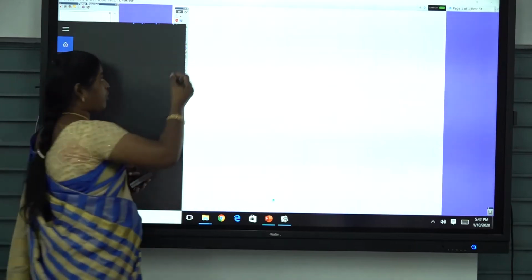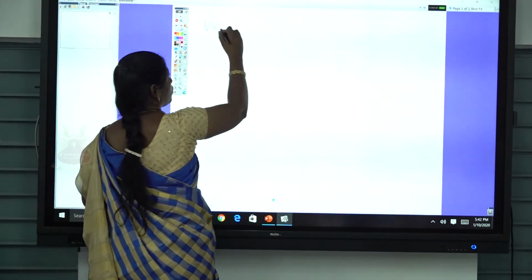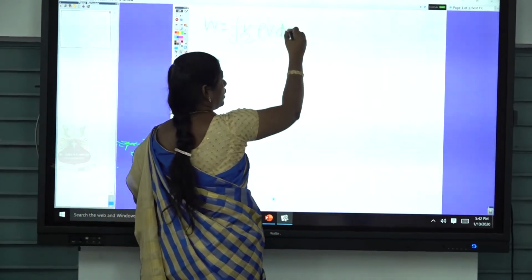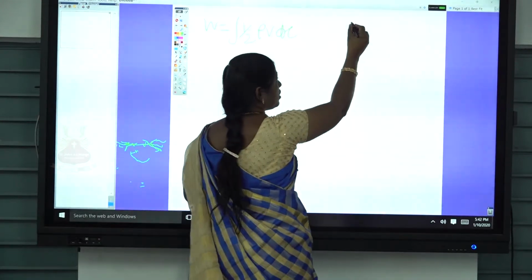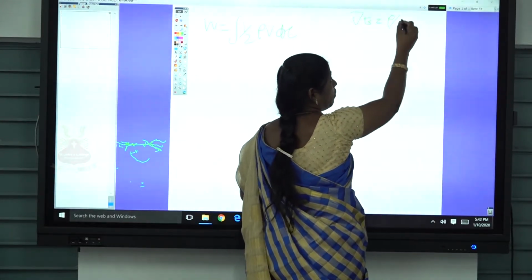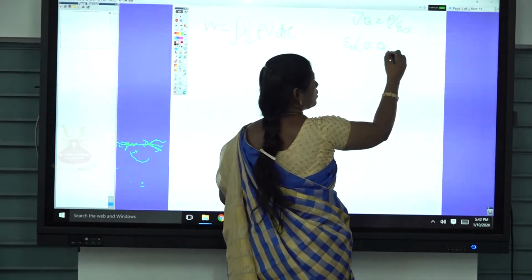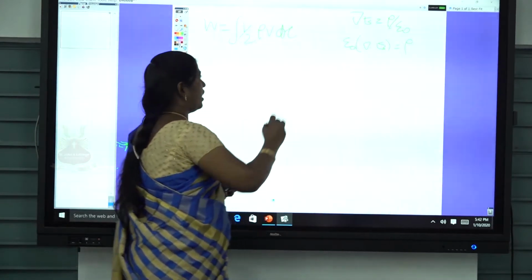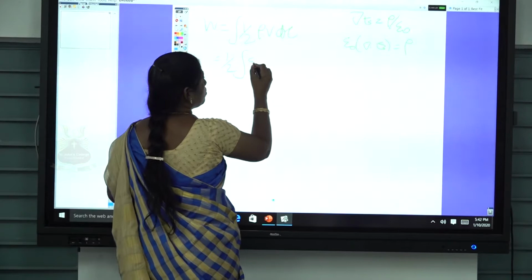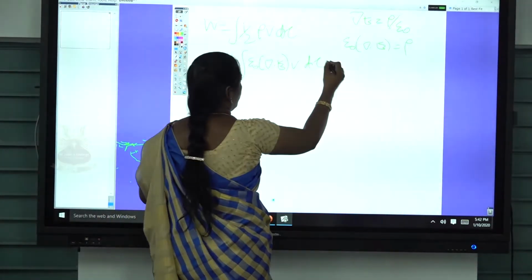So, let us calculate something. Work done, W is equal to integral of half rho V into d tau. We know that the differential form of Gauss law is del dot E is equal to rho by epsilon naught. From that, rho is epsilon naught del dot E. Substitute the rho value here: half integral epsilon naught del dot E V into d tau.